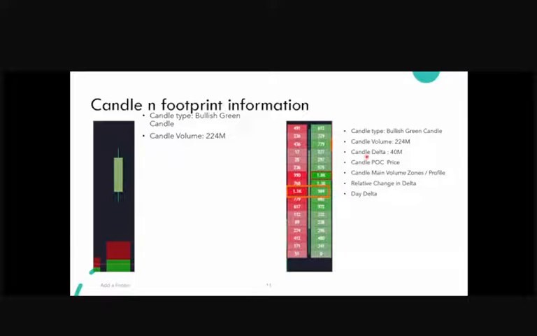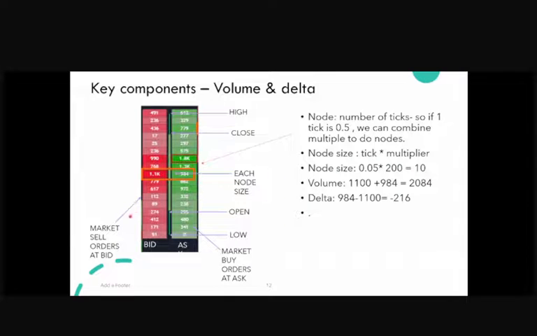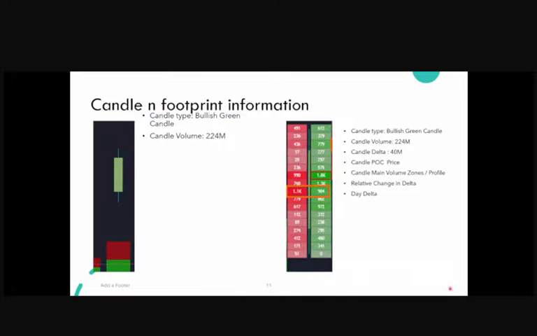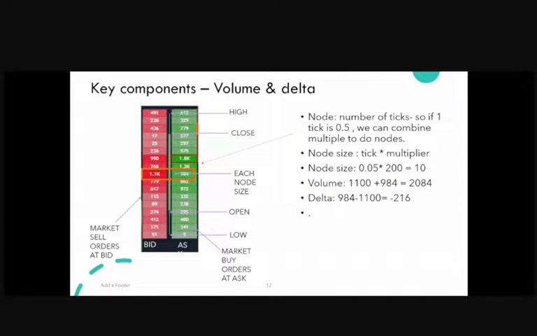POC is called point of control, which essentially means where most of the buyers and sellers interacted. I'll just quickly show you on this side. And then, of course, it shows the candle volume at different zones. These are called zones or nodes, which you configure based on the instrument, the screen size, etc. I'll show you an example of how to do it for Nifty, Bank Nifty, or even some global markets. And then, of course, you will see the day delta and the relative change in delta, which is like the cumulative delta, etc. Each of these zones is called a node.